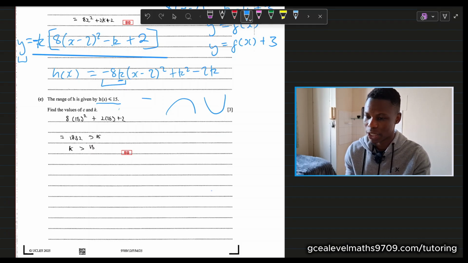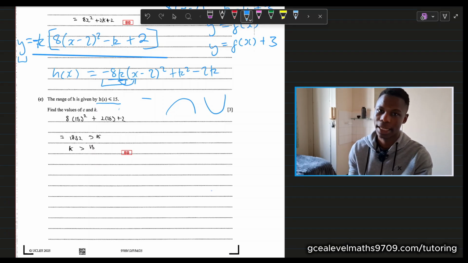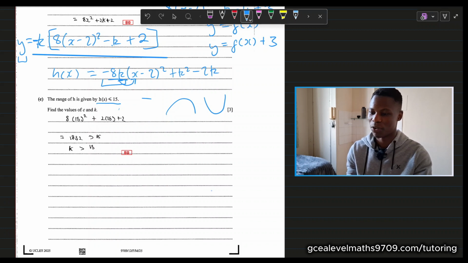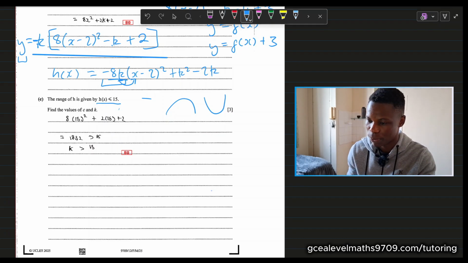So in this case, because k is positive, it means that this negative 8k is overall going to be negative, which means that when we then multiply by the x squared we get inside there, our coefficient of x squared is negative, meaning that our overall function is going to be the upside down or sad face parabola. Okay, and so we probably have something that looks like this.